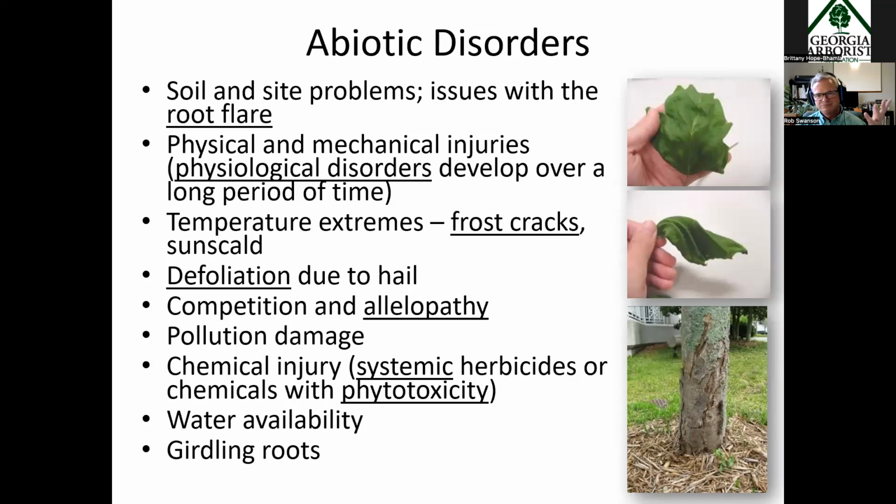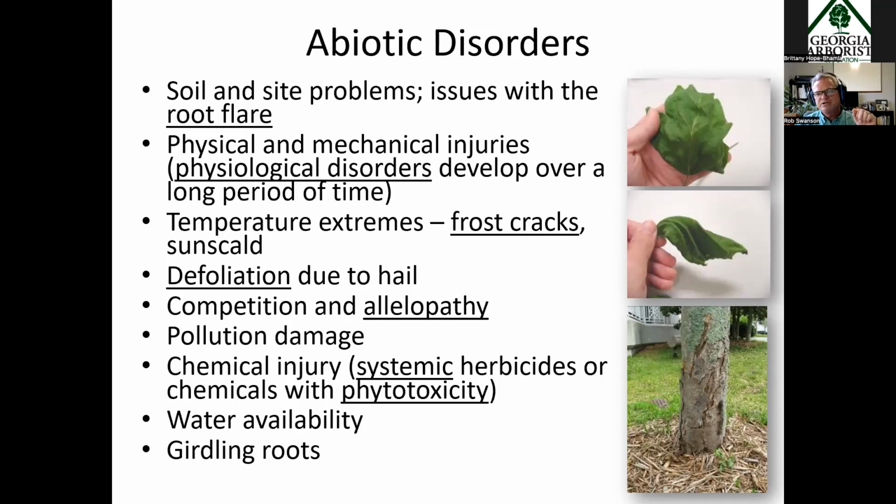Both of these, obviously sun scald comes from the superheating of one side of the tree, and frost cracks occur when high levels of moisture in the tree freeze and expand and destroy the vascular tissue. You can also have hail damage.